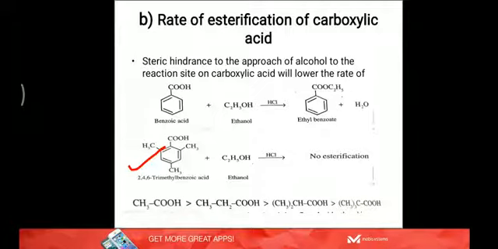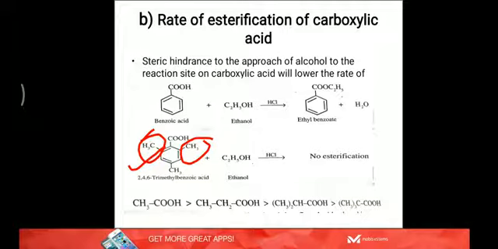Then why is 2,4,6 trimethyl benzoic acid less reactive? Because of the 2 methyl groups coming in the ortho position, the approach of alcohol to the COOH group becomes sterically hindered. So steric effect reduces the reactivity. Practically there is no esterification taking place under normal conditions due to this steric obstruction or steric hindrance.